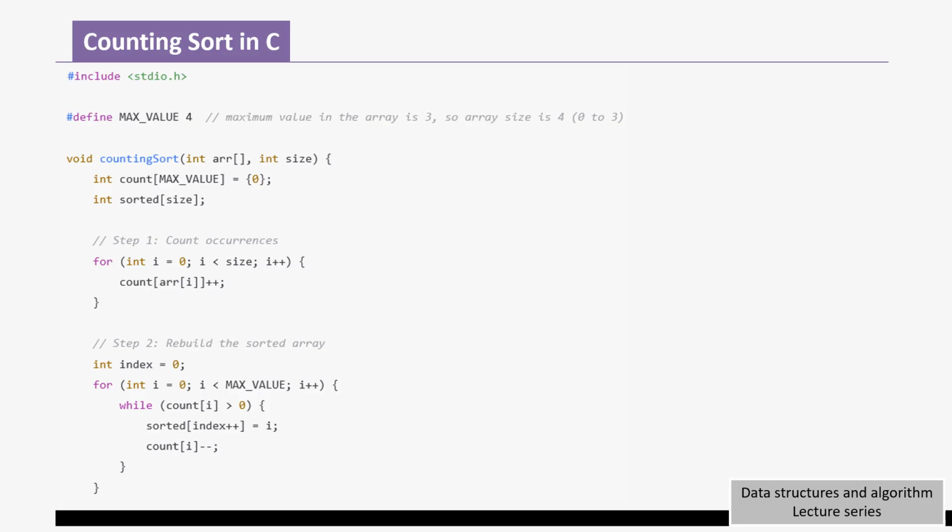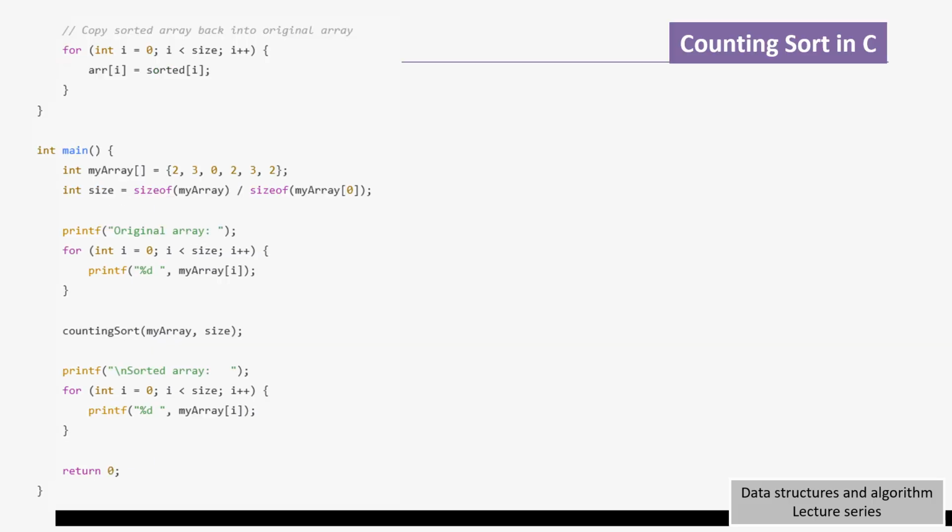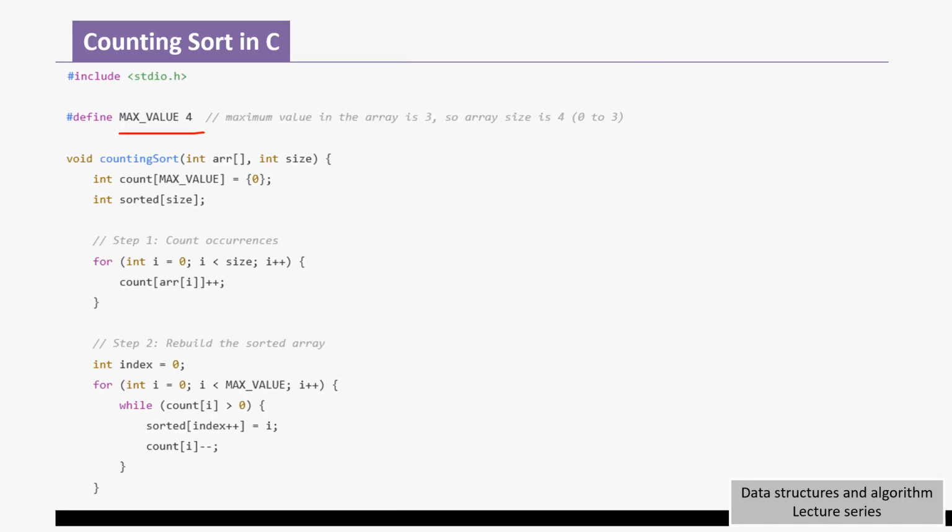So this is the counting sort algorithm implementation in C language. Here the maximum value is given as 4, so the array size is 4. Whatever steps I have just explained, this is programmed. You type this program in any online compiler or Turbo C compiler and just check whether it is giving you the correct sequence, right? So there are rebuilding logic and counting logic.